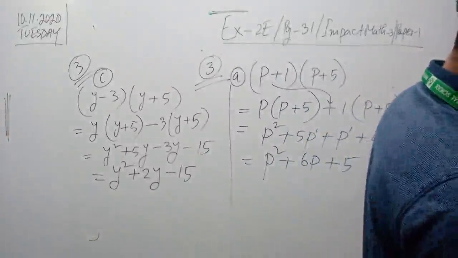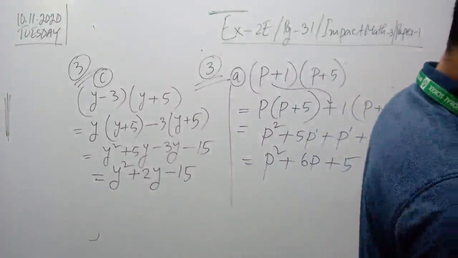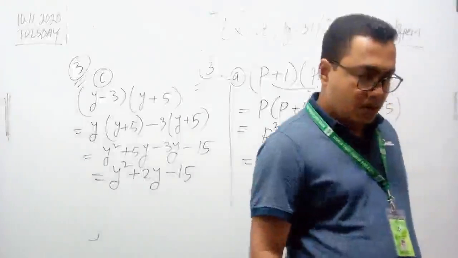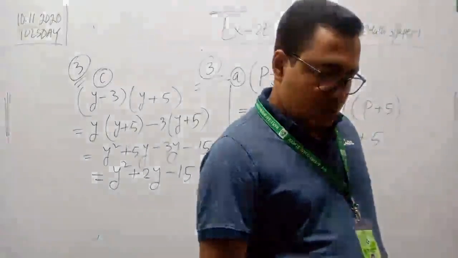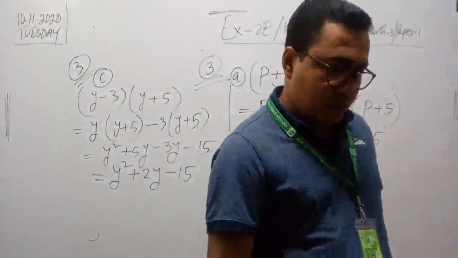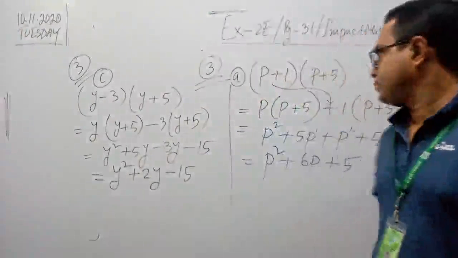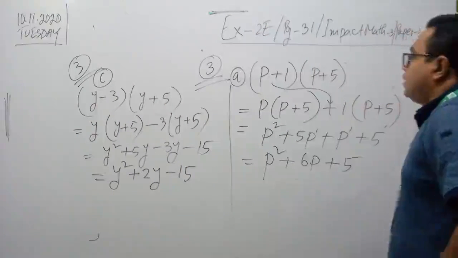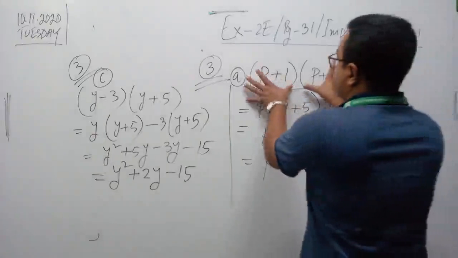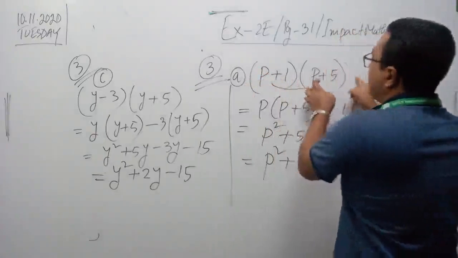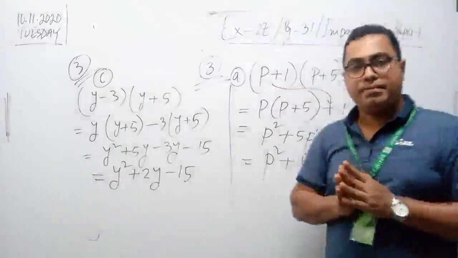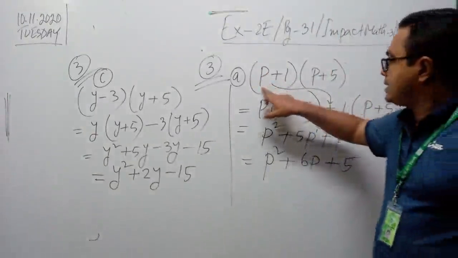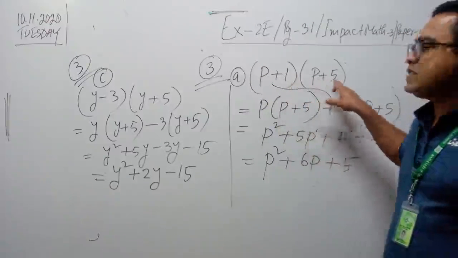Let's see the question you asked. Sami M. Rahman, you said that you did not understand our 3A. Look, these two terms are multiplied with each other, p plus 1 into p plus 5. These two are mathematical expressions. P plus 1 and p plus 5.